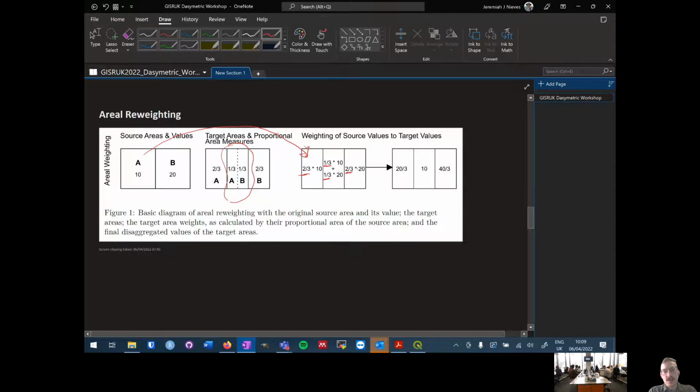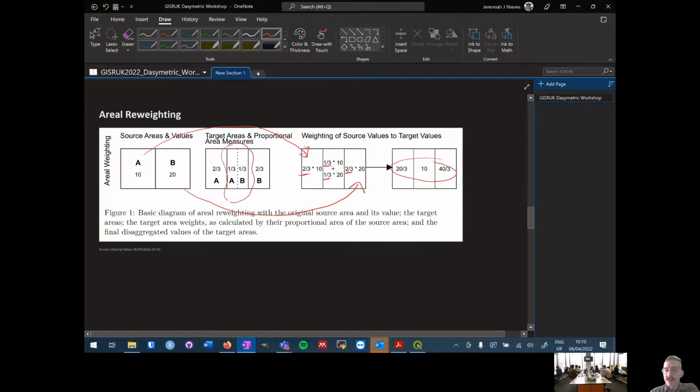The new B becomes 2/3 times 20. And the new center area is 1/3 of both A and B put together. This comes out to either some decimal or fractional thing that I won't work out. But the main thing is that all of these values add back up to the sum of the original values. So if you were to add all these up here on the right, they add back up to a sum of 30, which is the total of A and B.